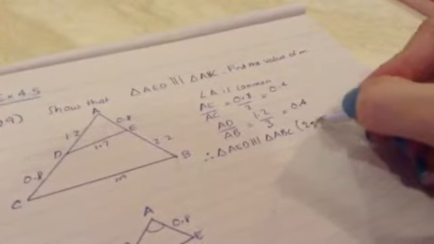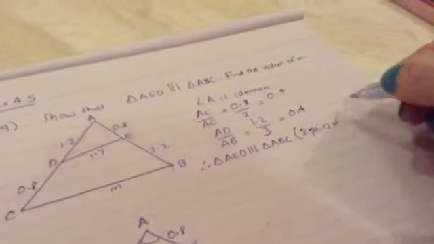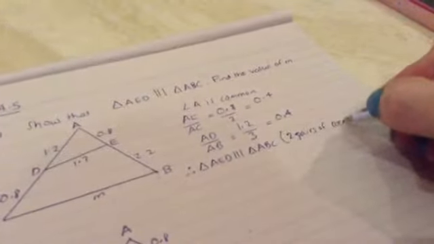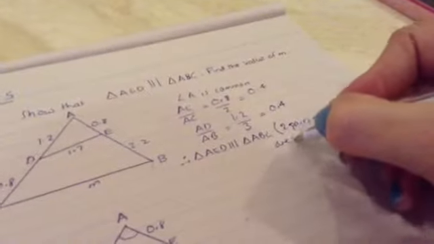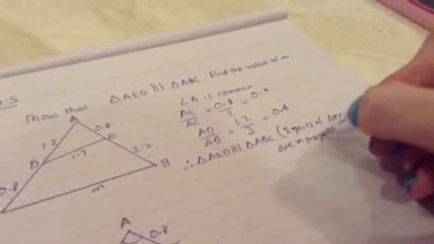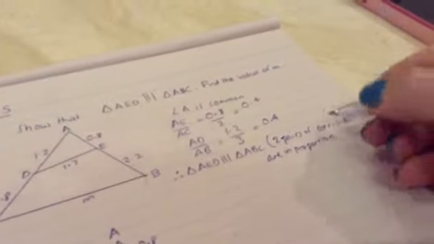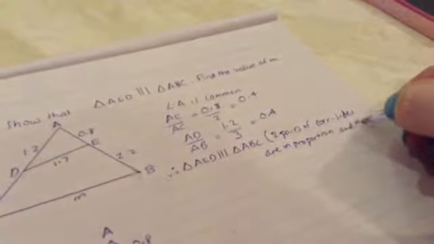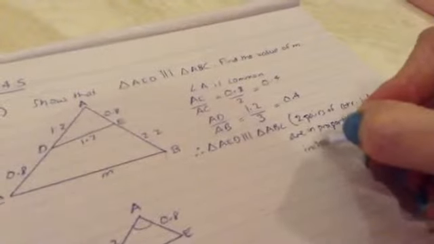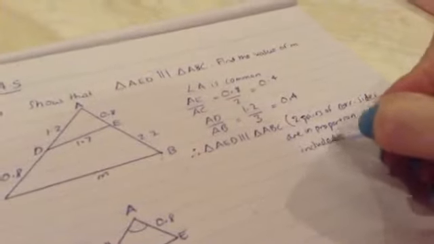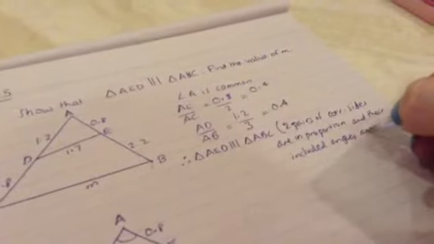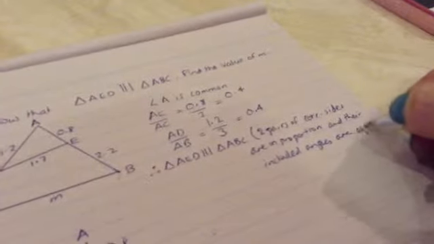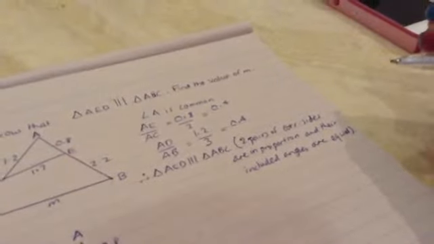So two pairs of corresponding sides are in proportion, or are proportional, and their included angles are equal. And that concludes that part of the question.